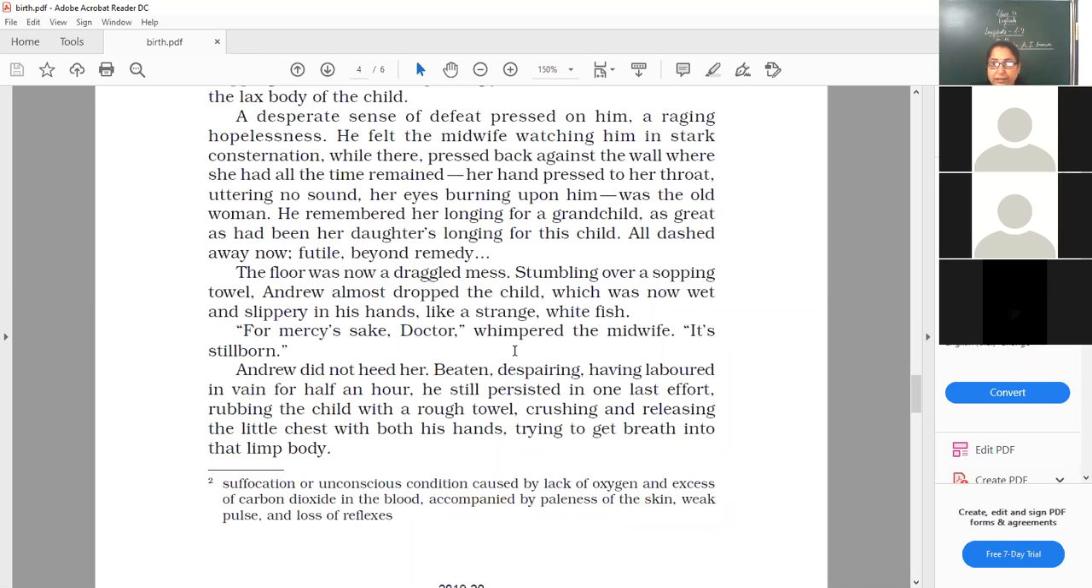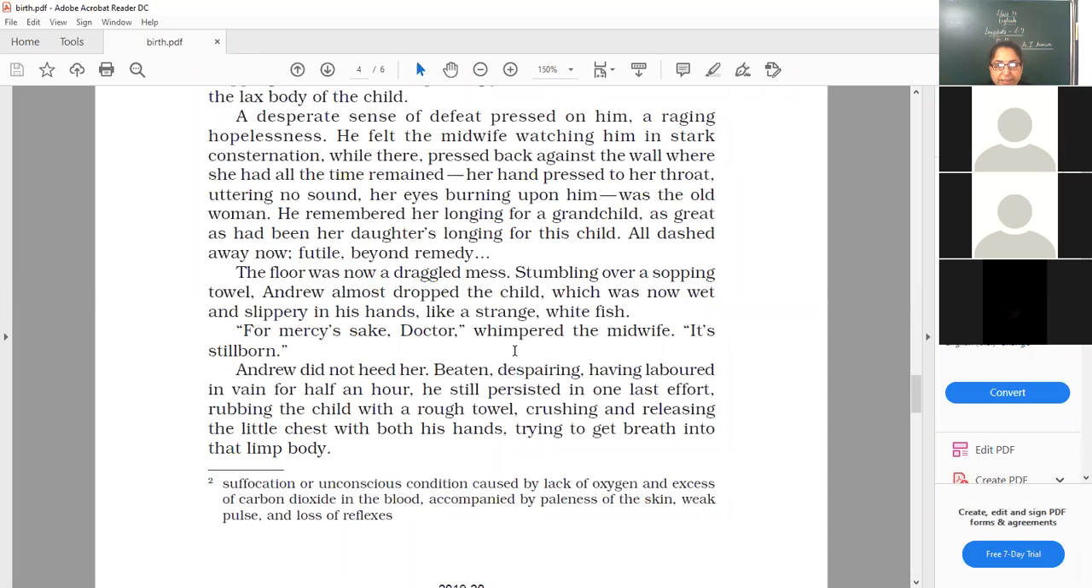Please check the meaning here. It's stillborn means there is no life in the child, in the baby. Andrew did not heed her. He did not pay attention to her. It was very obvious that he was a learned person. He was a learned doctor, and she was a midwife who was to help. Maybe she was experienced, but he has learned in a better way as a doctor.